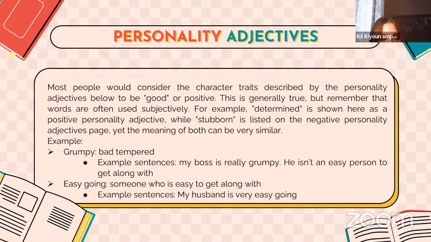The example: grumpy. Example sentence: my boss is really grumpy. He's not an easy person to get along with. And easygoing is someone who is easy to get along with. Example sentence: my husband is very easygoing.